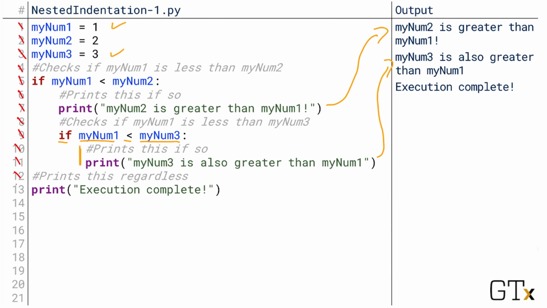Then, lines 12 and 13 are not indented under any control structure, and so they run regardless. As a result, this will always end with execution complete being printed. But let's see what happens if we change the values that are used in those conditional statements.